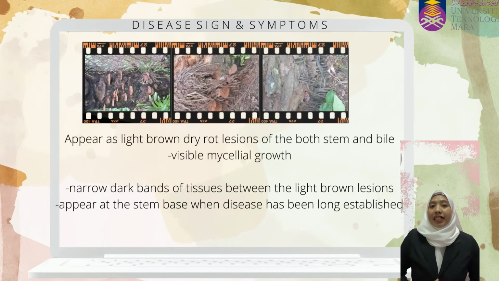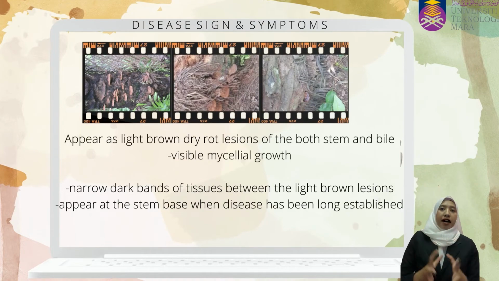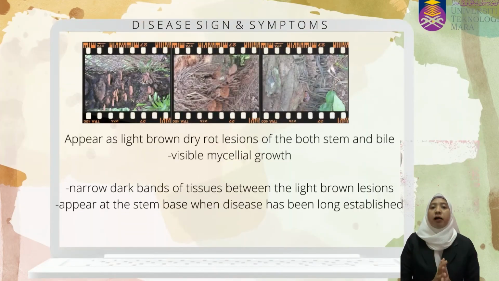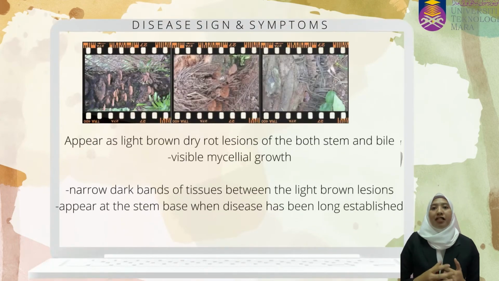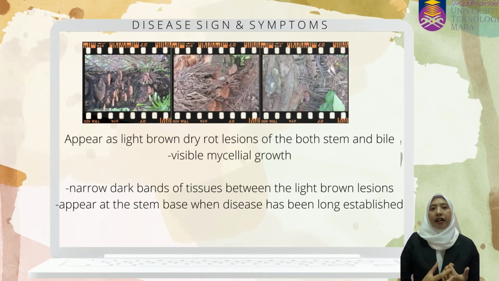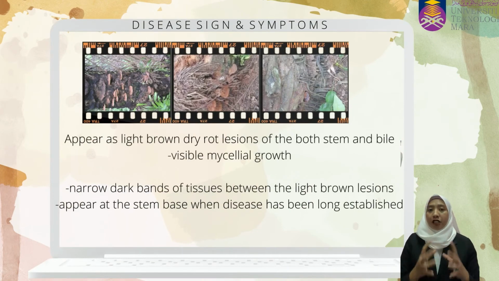The characteristic internal symptoms appear as light brown discoloration of both the stem and bole, occasionally with visible mycelial growth and narrow, dark bands of tissue between the light brown lesions. Basidiomata appear at the stem base when the disease has been long and established.